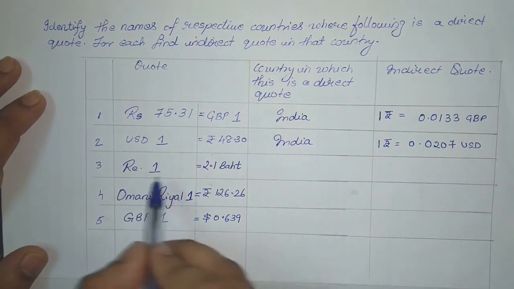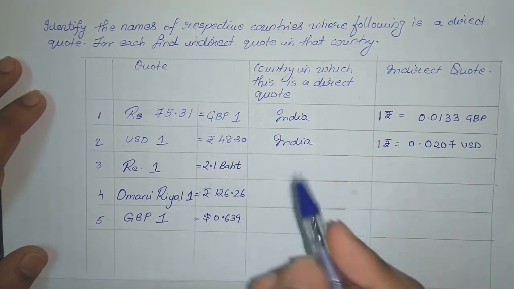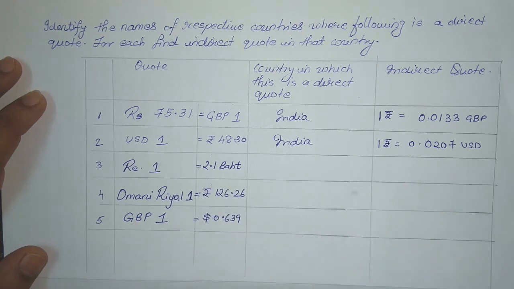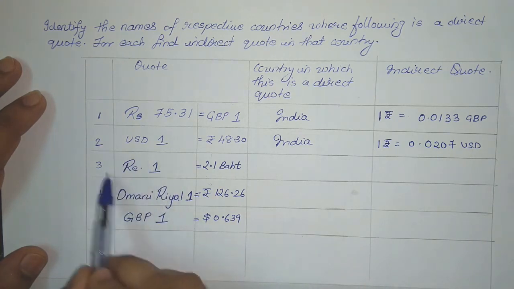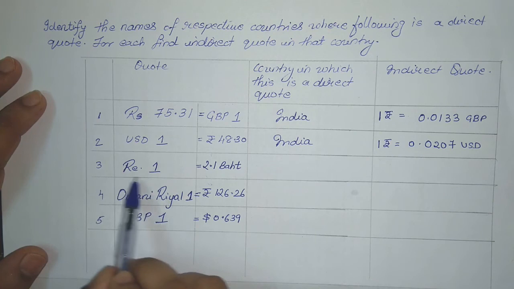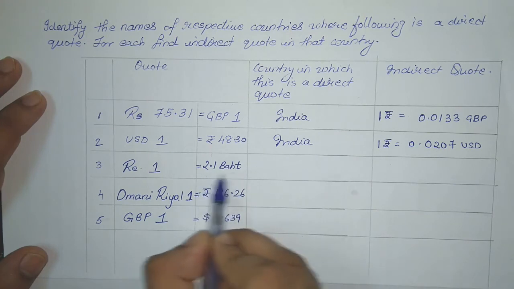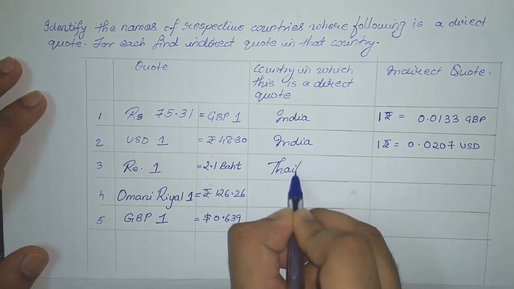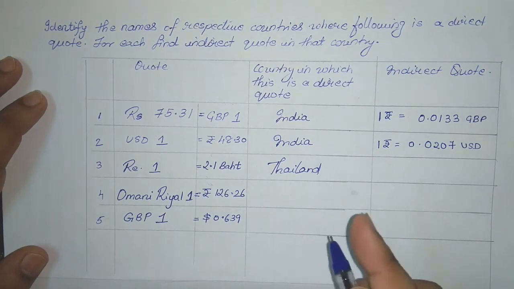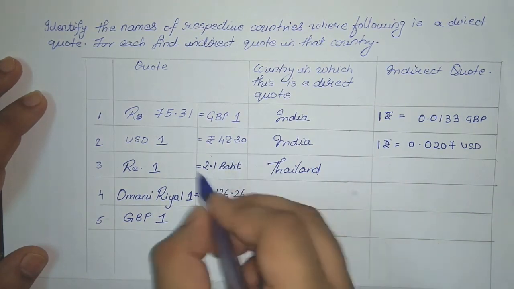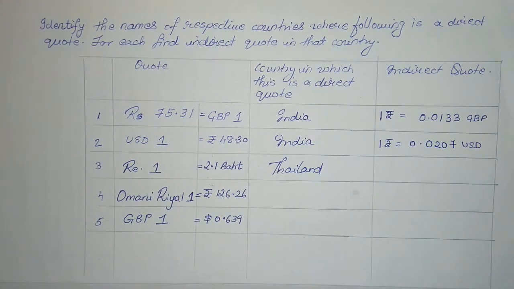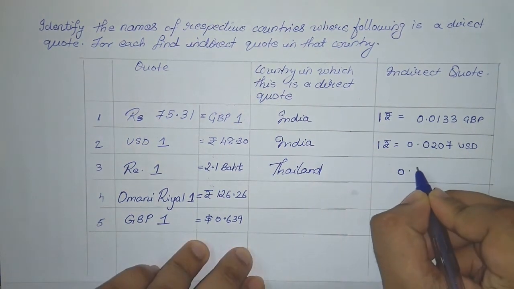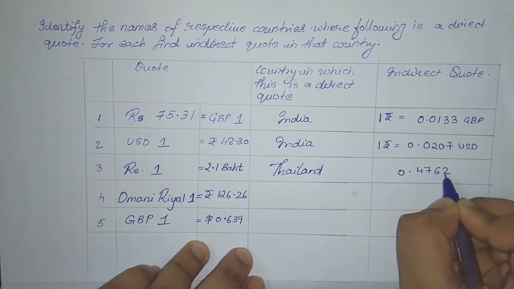1 rupee is equal to 2.1 baht, or we can even call it a Thai baht or the Thailand baht. So again, in this, we need to first find the base currency. 1 unit of rupees is given, so here India becomes the base currency, or rupees becomes the base currency. So the country in which it is a direct quote will be baht, which is Thailand. Now in order to find the indirect quote, we'll find the reciprocal of the direct quote. So it will be 1 divided by 2.1, which comes up to 0.4762.